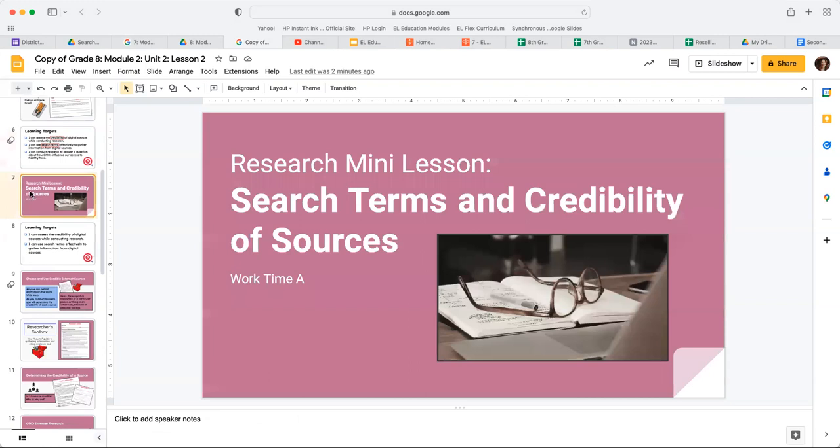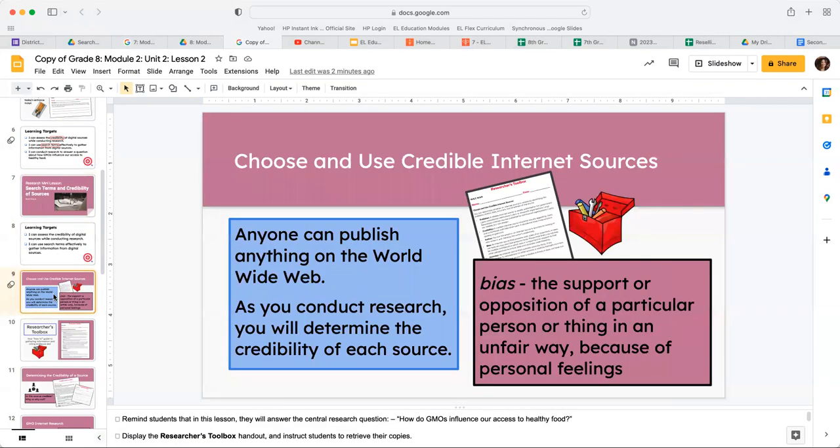So let's do a mini lesson here. This is our first work time session of the day. We're going to talk about search terms and credibility of sources. So anyone can publish anything on the internet, okay? And as you conduct research, you're going to be asked to determine the credibility of each source.